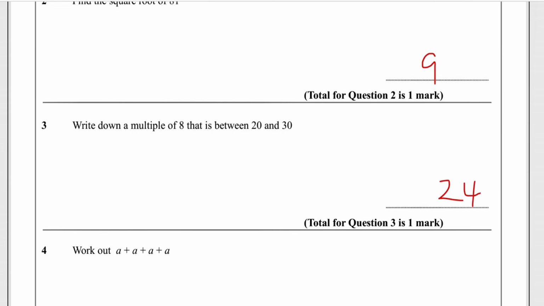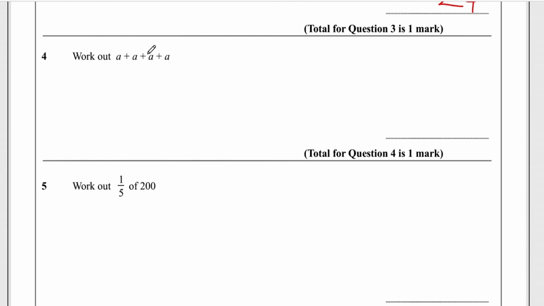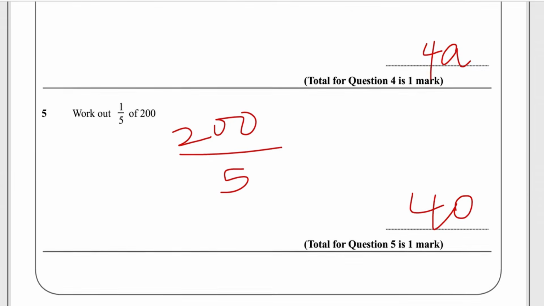Then we go to number 4, a plus a plus a plus a. So a is the same as 1a. So 1a plus 1a plus 1a plus 1a, 1 in 4 places, that is 4a. 1/5 of 200, remember, of is times. So up times up divided by down. 200 divided by 5, simply put, 40. We go to the next one.